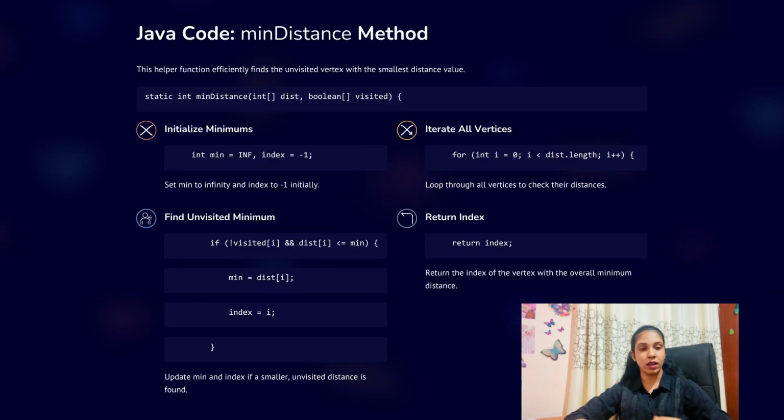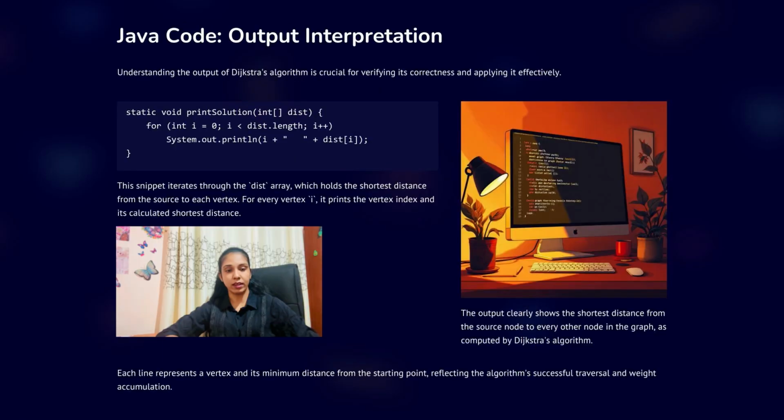Java code, min distance method. This helper method finds an unvisited vertex with the smallest distance value. Then output. Finally, this method prints the shortest distance from the source vertex to all other vertices.